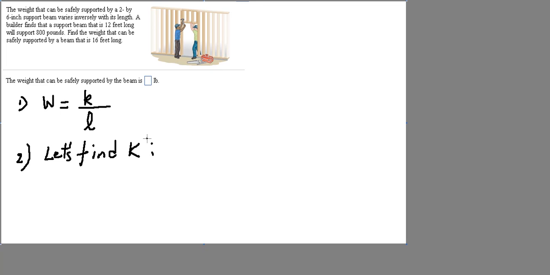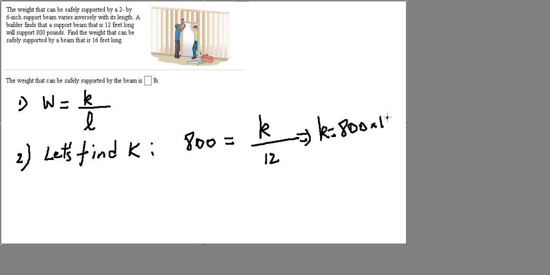And we need to get W and L. As you see, the support beam that is 12 feet long supports 800 pounds. So we have W is 800. We're trying to find K, the constant, and L is given to be 12. If we cross multiply, we end up with K equals 800 times 12. If you multiply, 8 times 2 is 16, 8 times 1 is 8, and 1 is 9.